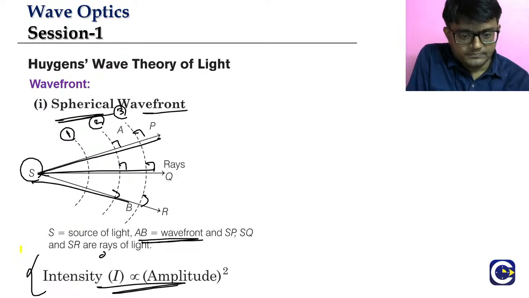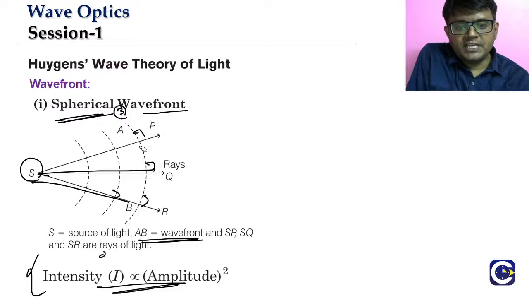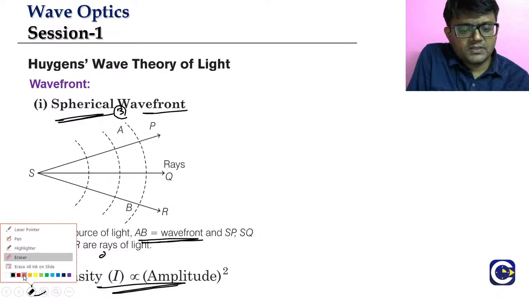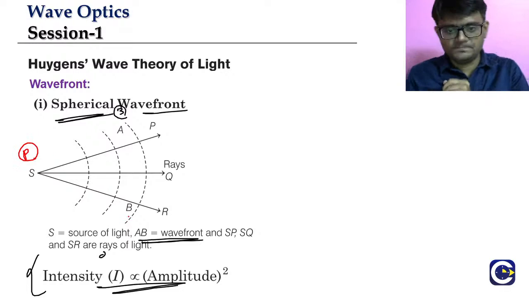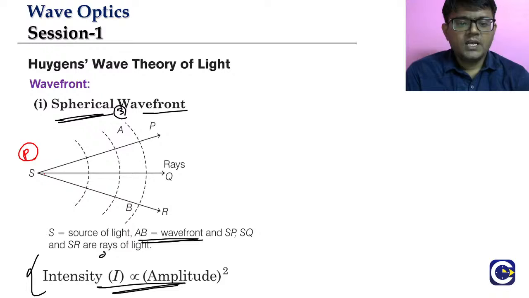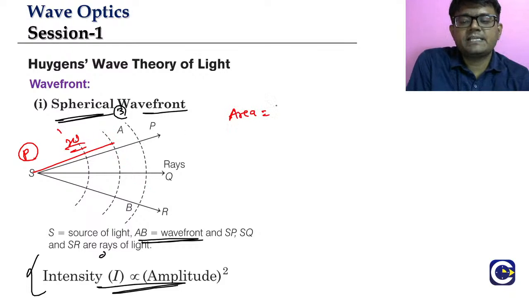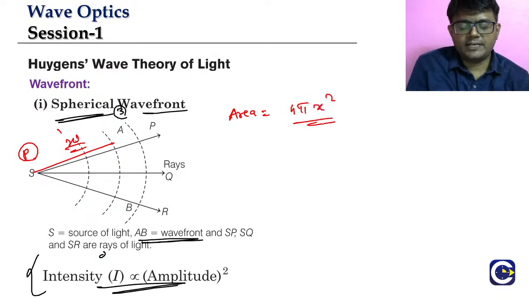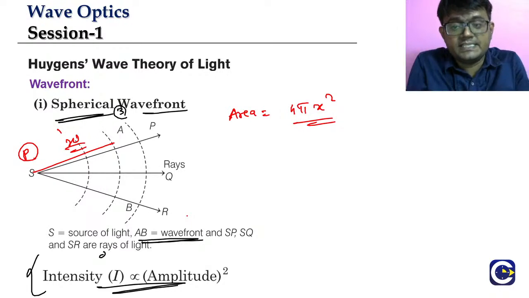What is the idea of intensity? If we consider a particular surface, then the power that is received per unit area. How do we define the intensity? Power received per unit area. Let's say the source power is P. If we look at a distance x from the source, on how much area will this power be incident? Because it is spherical, the surface area will be 4 pi x square. That is the area on which the power of the source is incident.